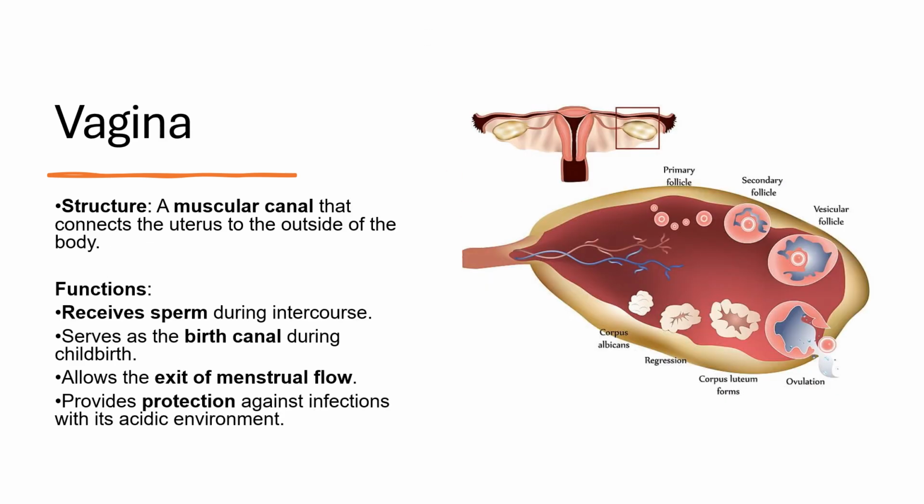So next, if we talk about the vagina, the vagina is a muscular canal, and it connects the uterus to the outside of the body. So the functions of the vagina are that it receives sperm during intercourse, it serves as the birth canal during normal childbirth, it allows the exit of menstrual flow, and it provides protection against infections with its acidic environment. So this canal has an acidic environment, so it is also providing protection against infections.